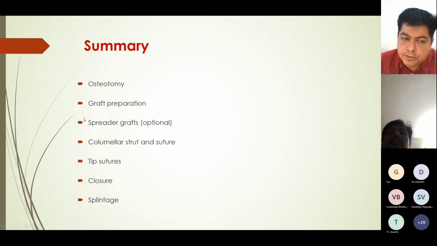And more often than not, in an open rhinoplasty, you'll end up using spreader grafts. And in case you have done some tip work, to support the whole of the construct you will need a columella strut, and you will need some tip sutures to refine the tip. Then there is closure and splintage.